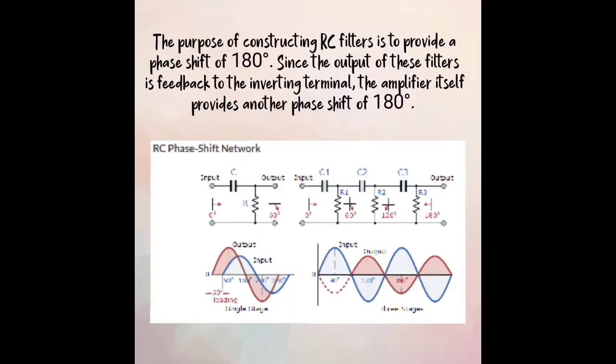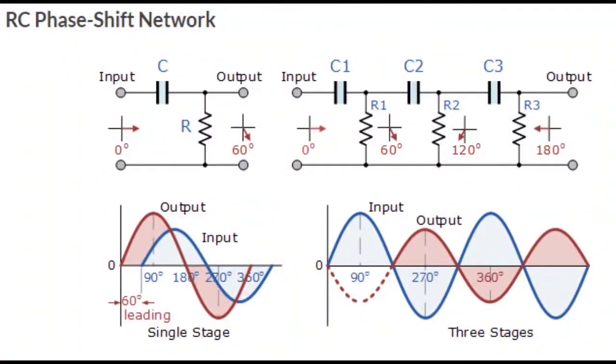The purpose of constructing RC filters is to provide a phase shift of 180 degrees. Since the output of these filters is feedback to the inverting terminal, the amplifier itself provides another phase shift of 180 degrees. The total phase shift of the circuit is therefore 360 degrees or 0 degree.